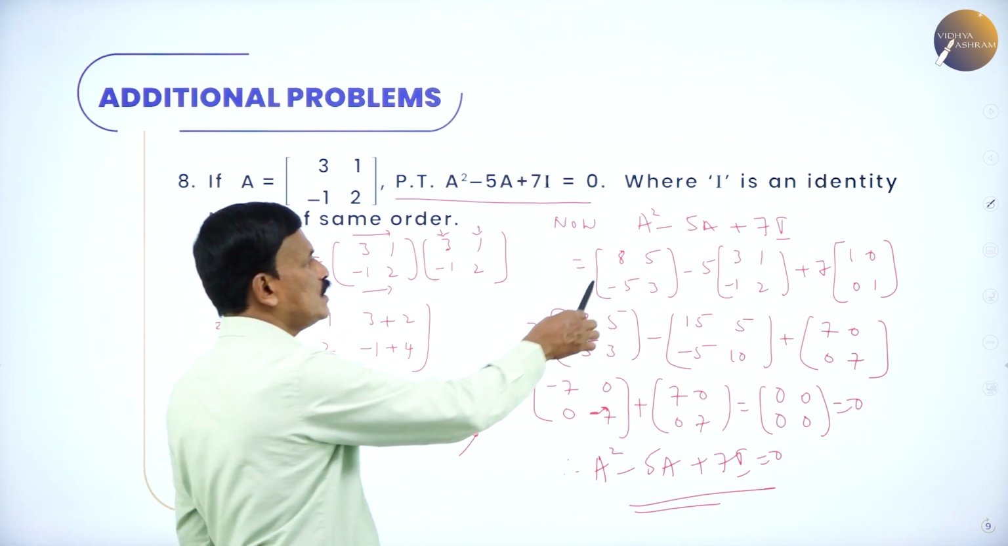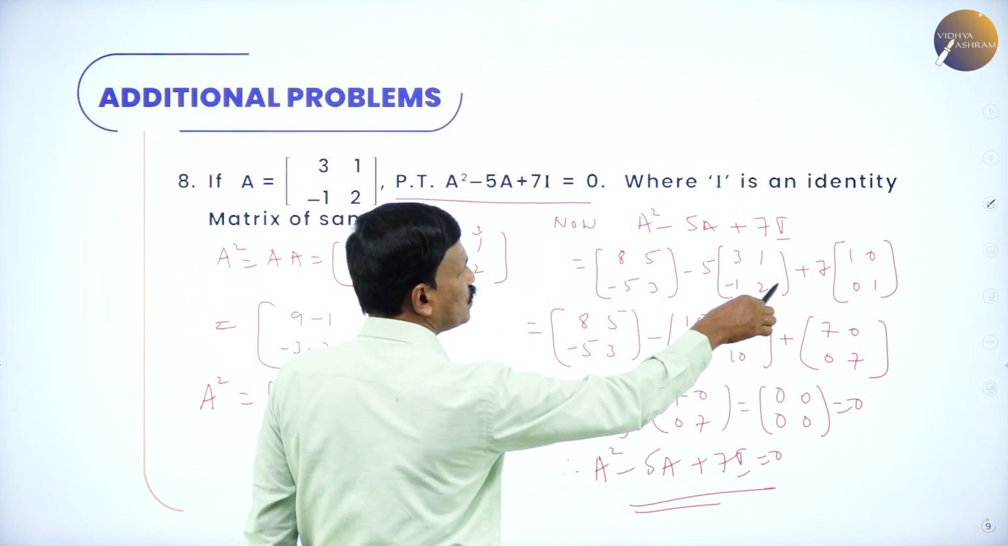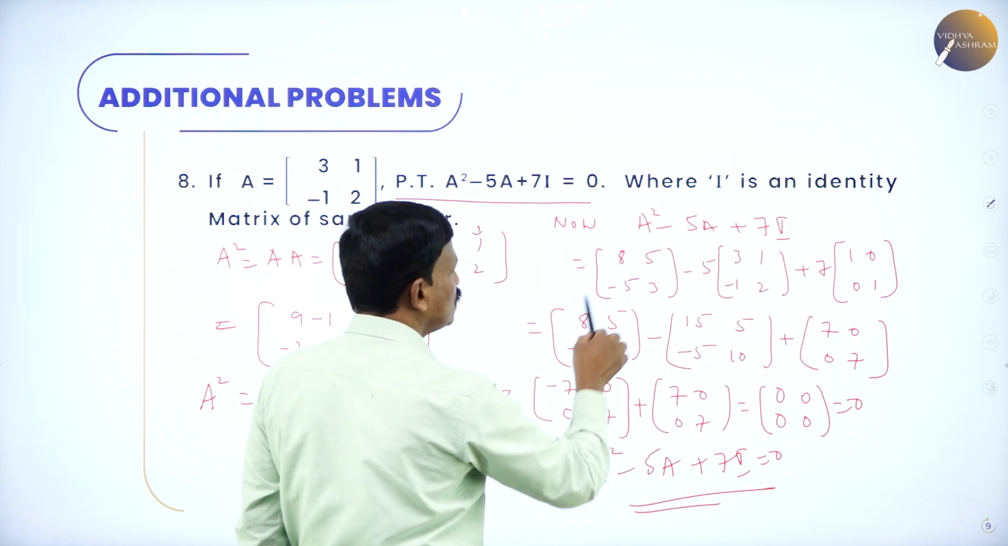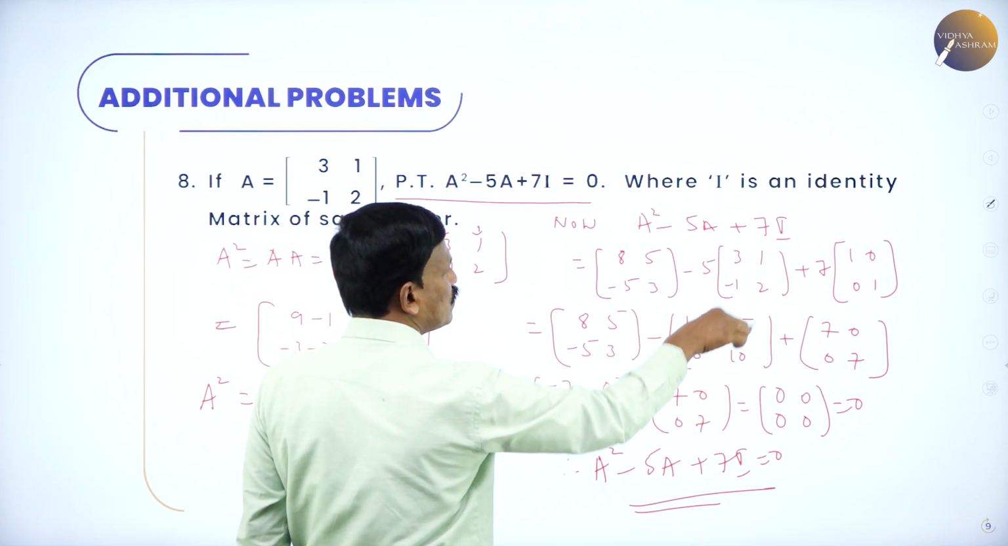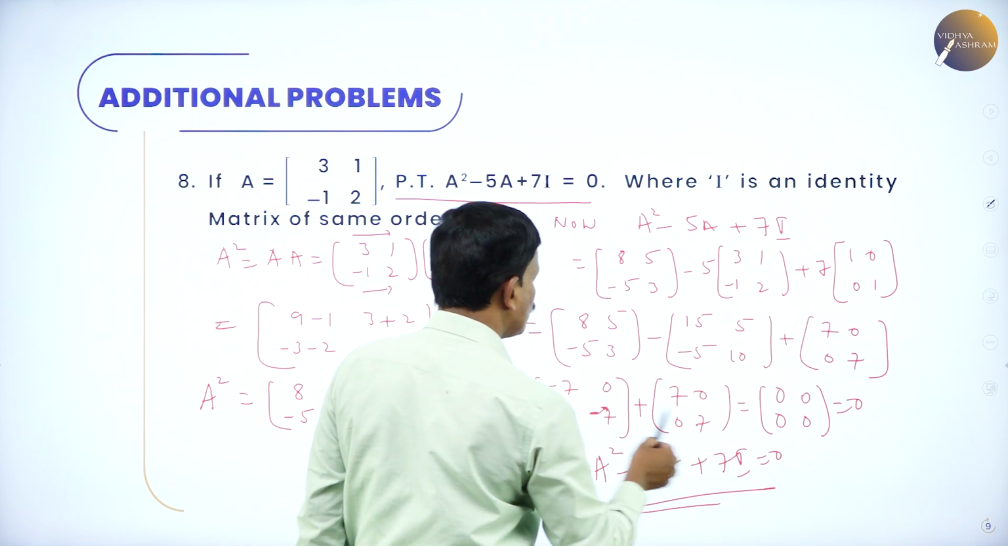Again substitute in this given equation, A square minus 5A plus 7I: A square minus 5 into A plus 7 into [1, 0; 0, 1]. Multiply this: 5 threes are 15, 5 ones are 5, 5 ones are 5, 5 twos are 10, 7 into 1 is 7, 0, 0, 7.